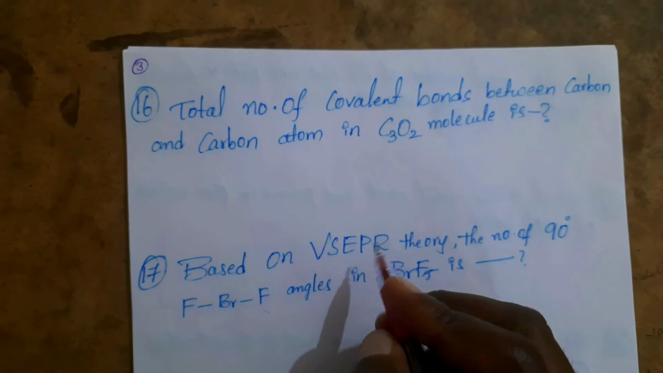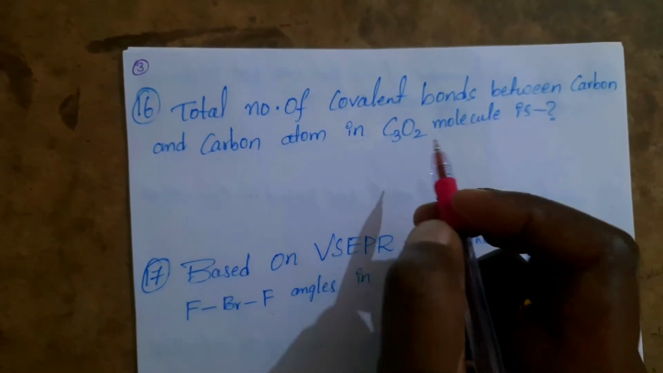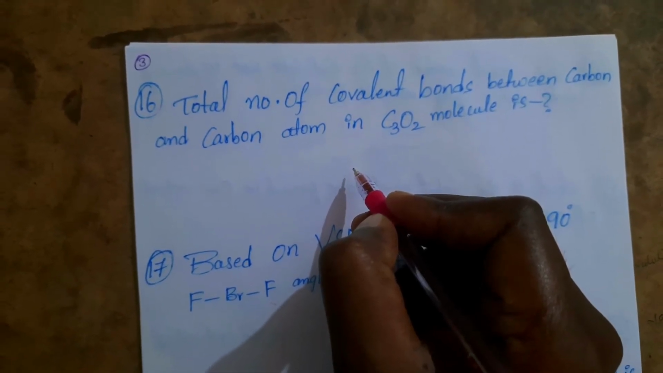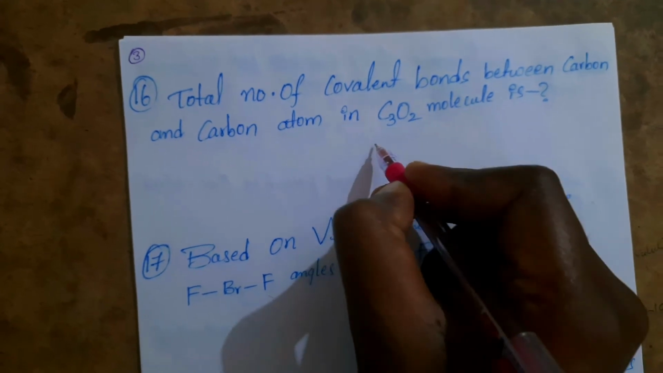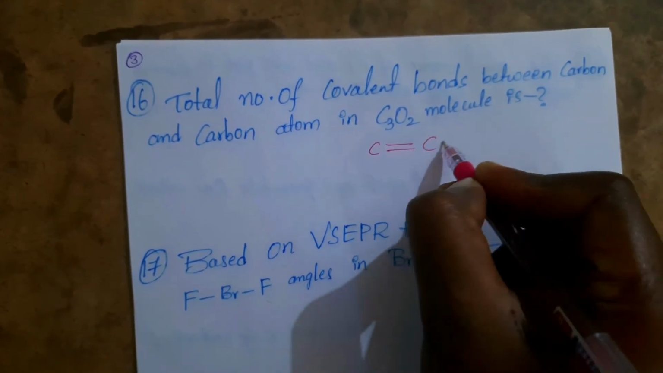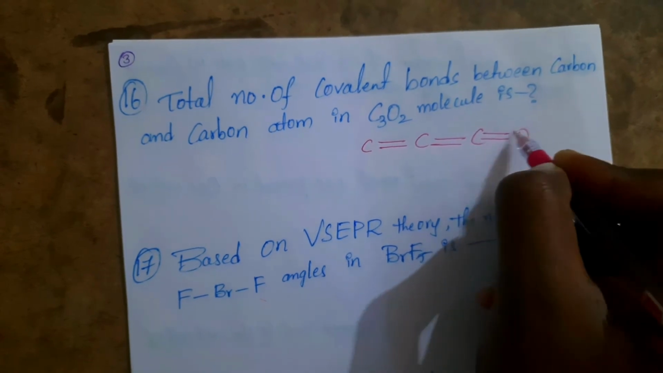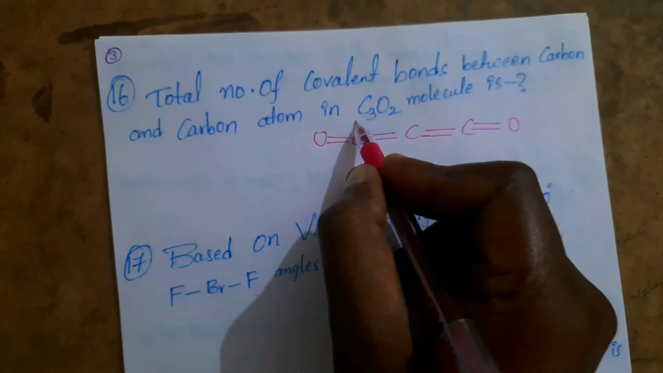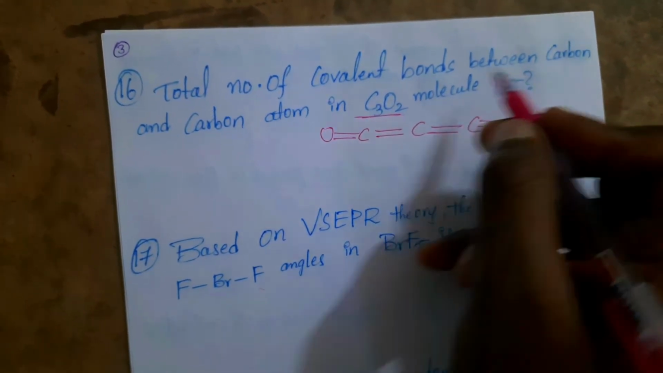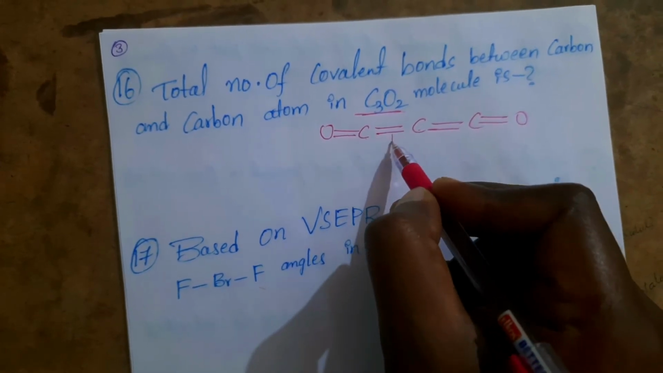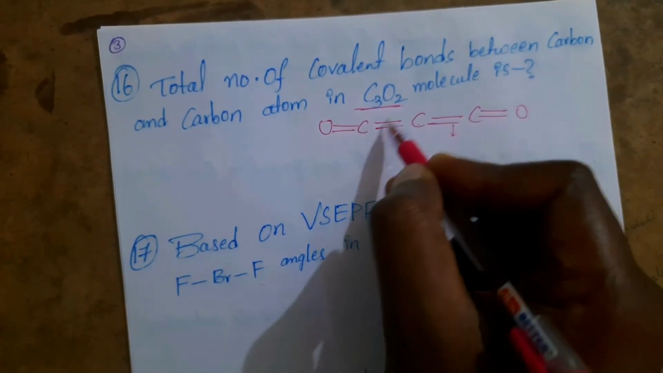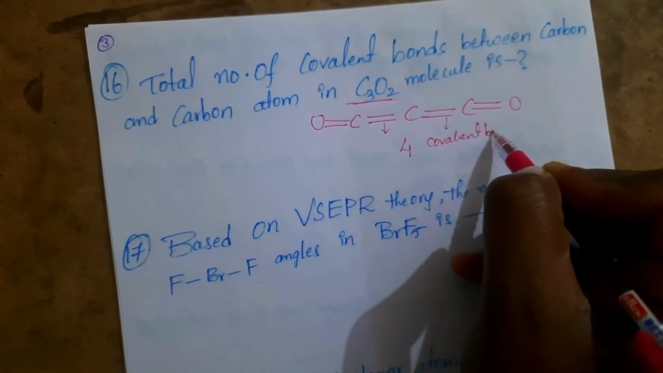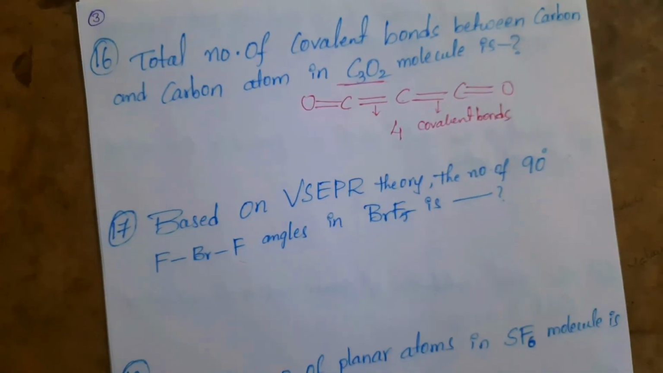Now you see here, the total number of covalent bonds between carbon and carbon atoms in the C3O2 molecule, they are asking. So you should be able to write its structure first. How many carbons are there? 3 carbons. So each carbon should have 4 bonds. That is the C3O2 molecule. Carbon to carbon, here 2 covalent bonds are there, here 2 covalent bonds are there. Total of 4 covalent bonds. Okay? So you should be able to write that structure.